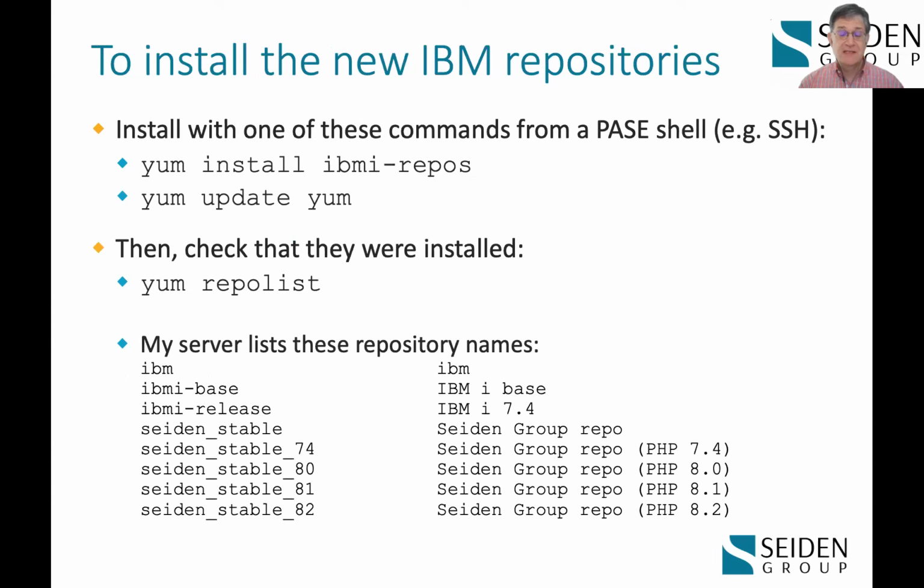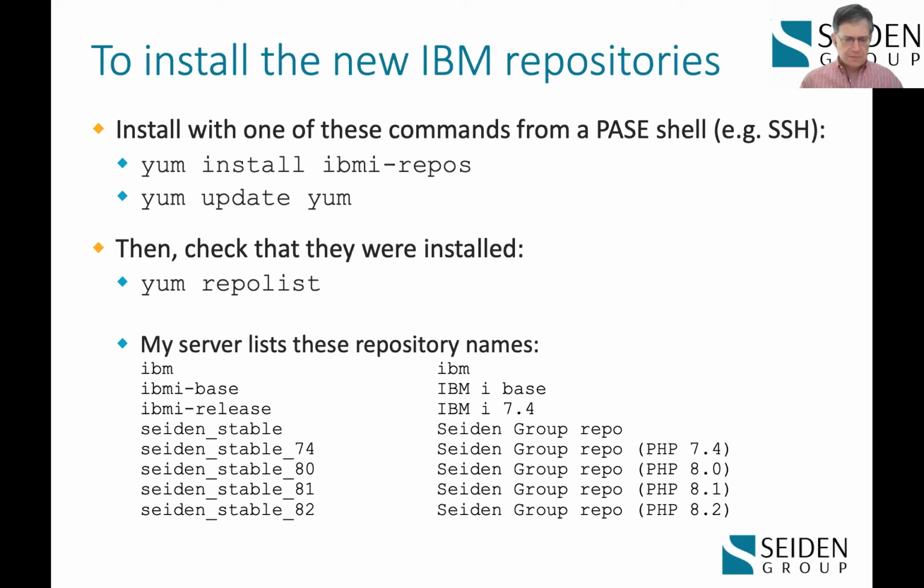Here's how you do it. You actually have a choice of commands. Use whichever one you like better. yum install ibmi-repos, or believe it or not, yum update yum. Yum can update itself. How good is that? And if you do yum update yum, that's another way of updating all the different pieces. So either one of those will do it, and you'll get the new repositories.